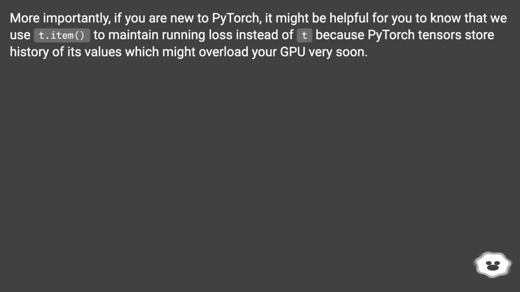More importantly, if you are new to PyTorch, it might be helpful for you to know that we use T.item() to maintain running loss instead of T, because PyTorch tensors store history of their values, which might overload your GPU very soon.